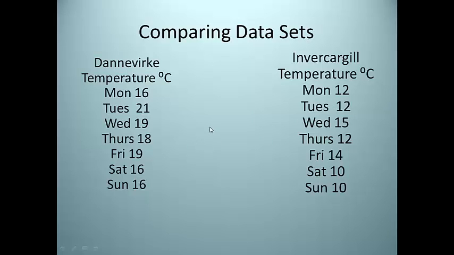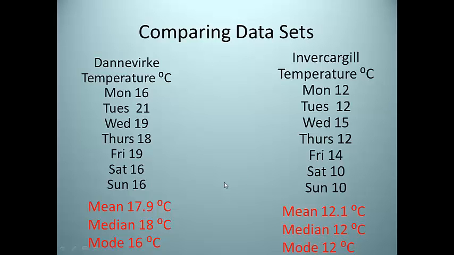So let's just get this data up and it'll have worked out the mean for us. The mean here is 17.9 degrees, median 18, and the mode 16, and they're all fairly close together, which is a good thing, and it tells us that the data is reasonably tightly packed and not skewed one way or the other, or not skewed very much anyway. And over here, look at that, 12.1, 12, and 12, so it's all very close together.